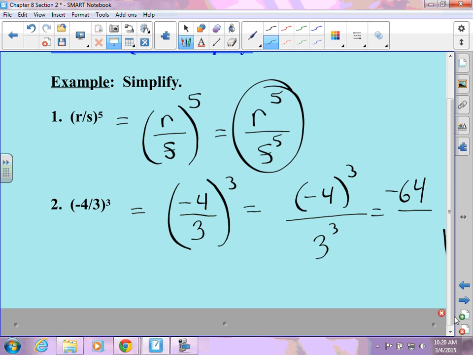Some students are having problems reducing their fractions. If you can't see it, go ahead and use your calculator and use the fraction key on your calculator. Okay, that'll help you if you can't get it. All right, so today is day 2.